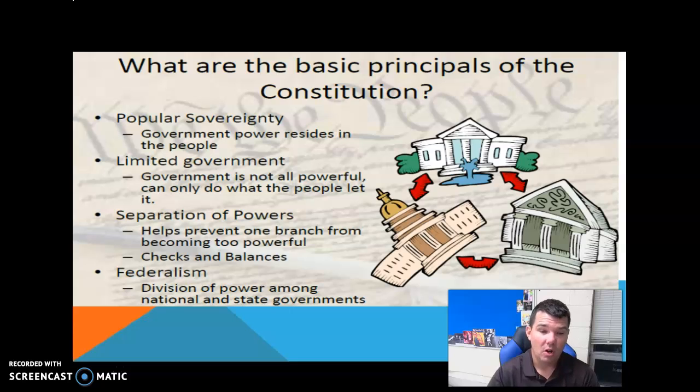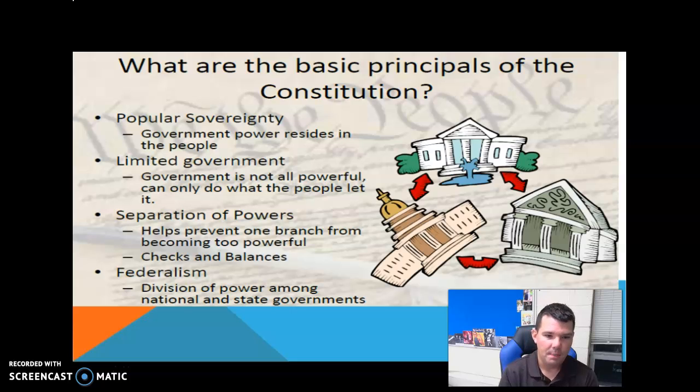They also believed in something called limited government, that the government is not all-powerful. It can only do what the people allow them to do. So again, the limited government. Same thing, Locke and Hobbes and all the Enlightenment philosophers we talked about. They believed that there needed to be at least some kind of check on those that are in power.